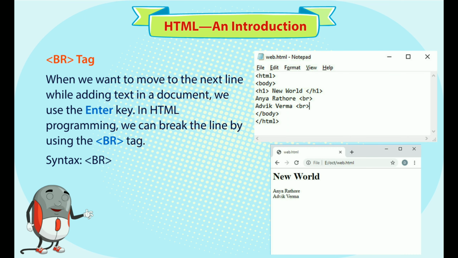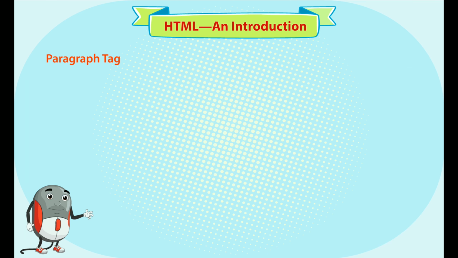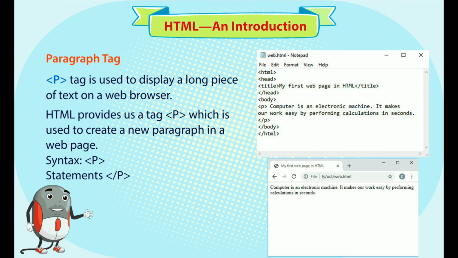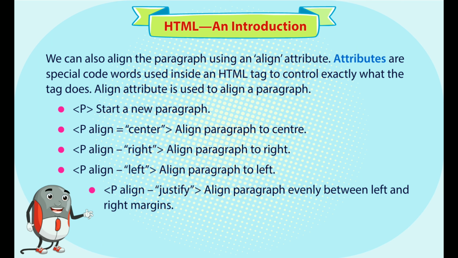BR tag. When we want to move to the next line while adding text in a document, we use the Enter key. In HTML programming, we can break the line by using the BR tag. Paragraph tag. The P tag is used to display a long piece of text on a web browser. HTML provides us a tag which is used to create a new paragraph in a web page. We can also align the paragraph using an align attribute. Attributes are special code words used inside an HTML tag to control exactly what the tag does. Align attribute is used to align a paragraph.